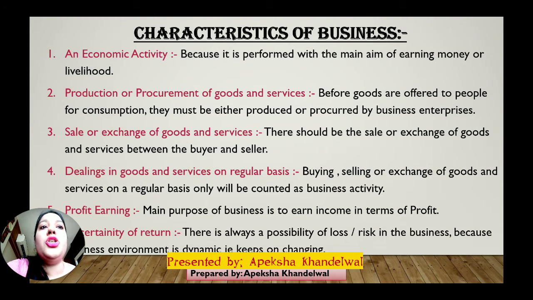Second is production and procurement of goods and services. It means before the goods are offered to the people, to the general public, for consumption, what a business enterprise needs to do is either produce the goods on their own, or procure them. Procure means they will purchase the goods from somebody else. Am I right?